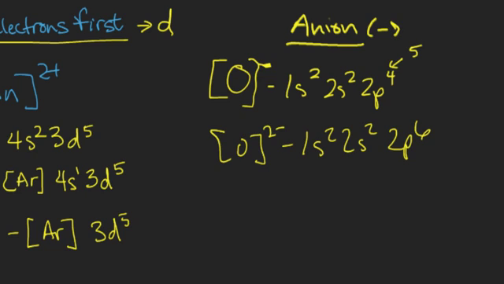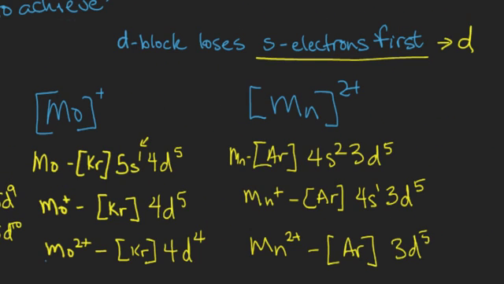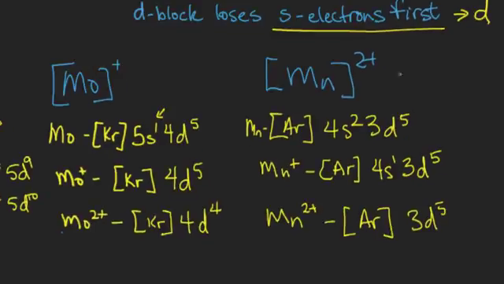And it's a little contrary to what you would expect when we're losing electrons. We lose that S first. So it has to do with the energetics that are found with the different subshells, how the D orbital is midway between the P of the previous layer and the S of the next.